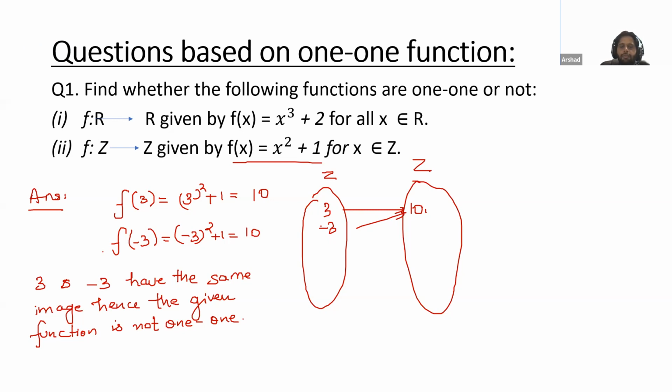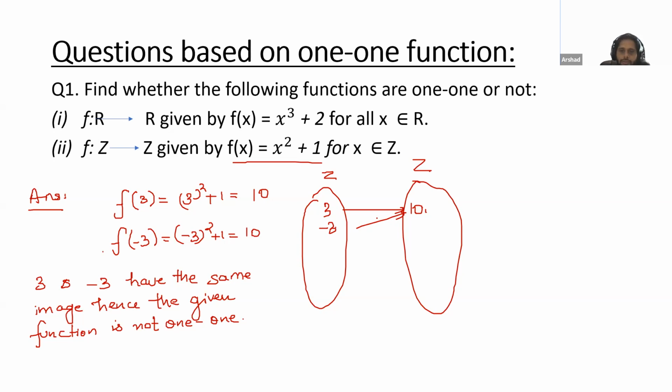3 and -3 are two different elements which have the same image. So if two different elements have the same image, then it is not one-one. What is a one-one function? Different elements have different images. Okay, Fahd? It should have different images, yes. But here we have the same image, so we say that this is not a one-one function. I hope everyone has done this.